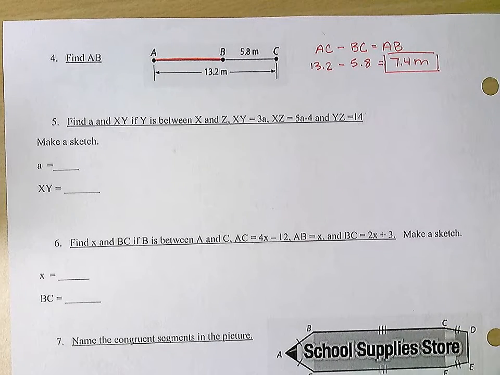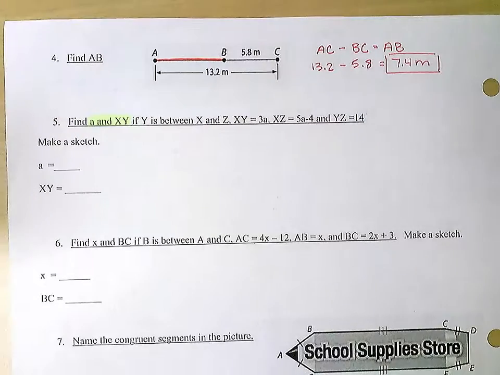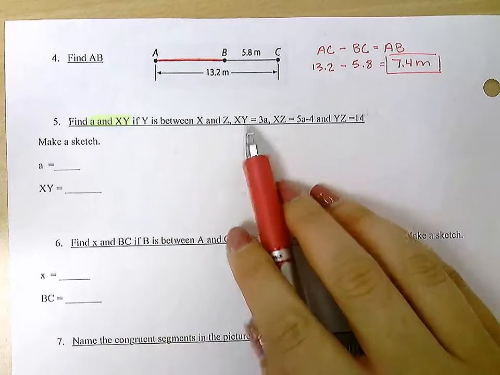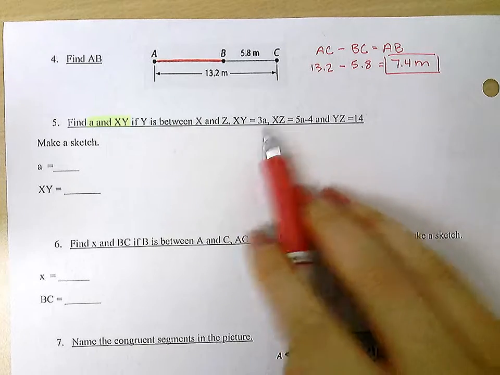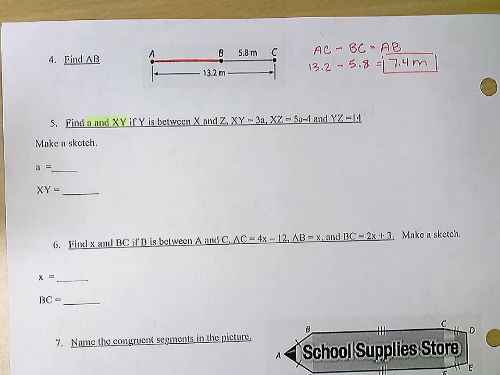All right, so 5 and 6 are a little bit different. You will have to set up an expression and solve for a variable. Okay, so number 5, we want to find, I'm going to use my highlighter, A and XY. You have to find both. Okay, so make sure you're reading your directions. You should have 2 answers for this one. Find A and XY if Y is between X and Z. If XY is equal to 3A, XZ is equal to 5A minus 4, and YZ is equal to 14.